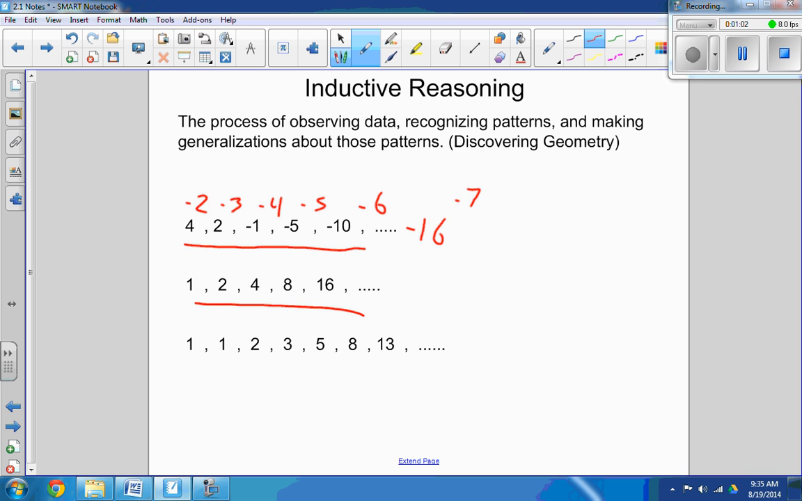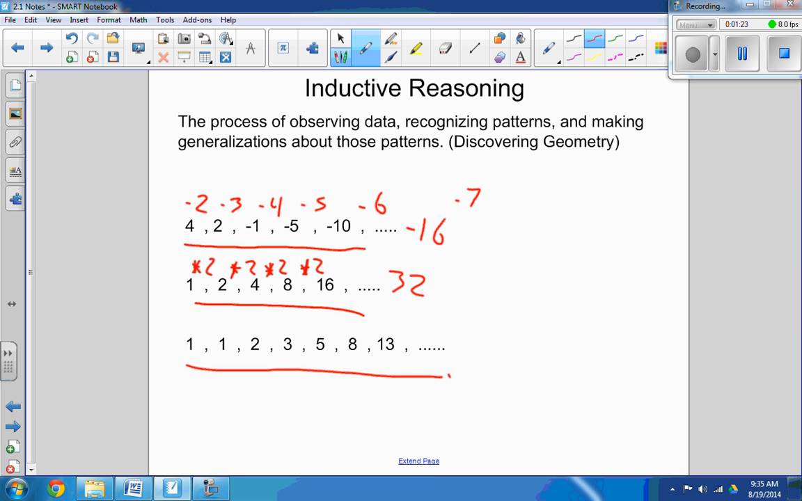Well, let's look at this next pattern. I go from 1 to 2, 2 to 4, 4 to 8, 8 to 16. Looks like I'm doubling it each time, so I'm multiplying by 2. So my next number would be 32, and then 64, and so forth.